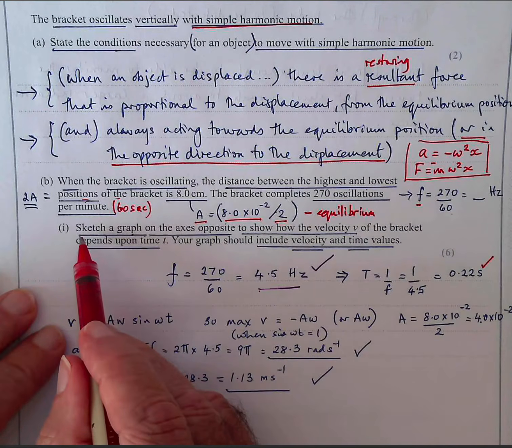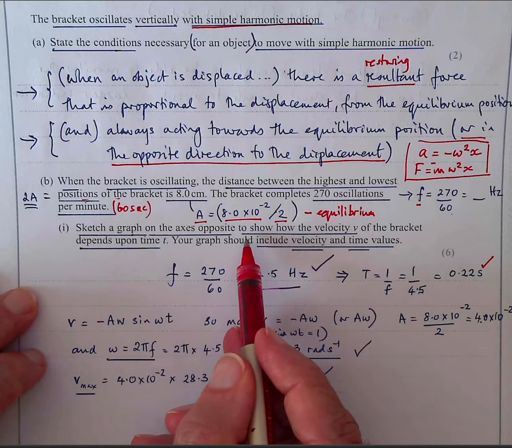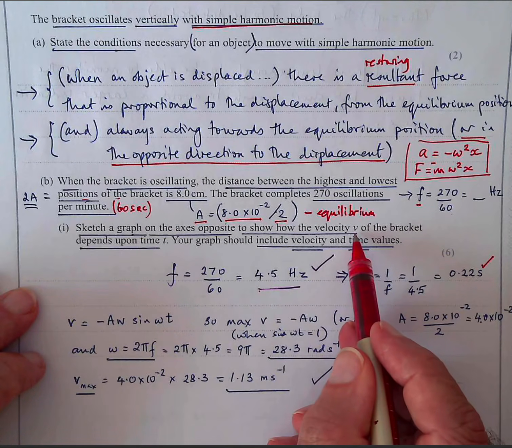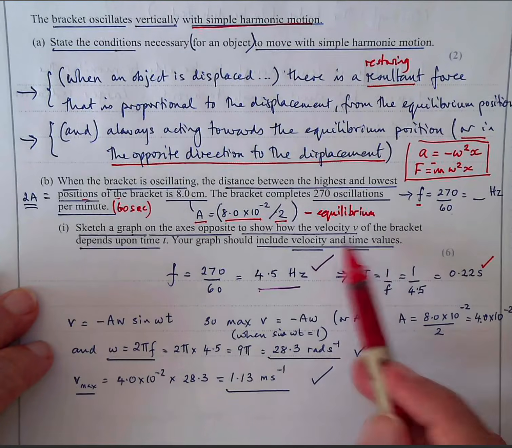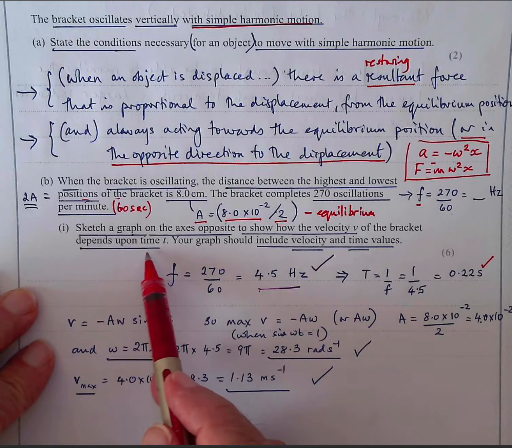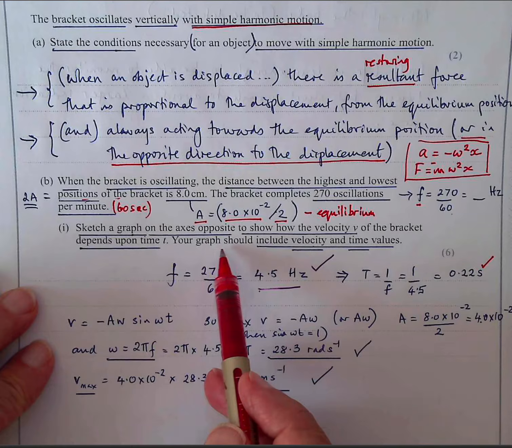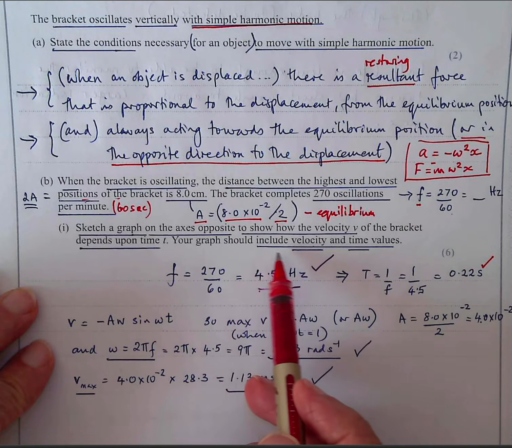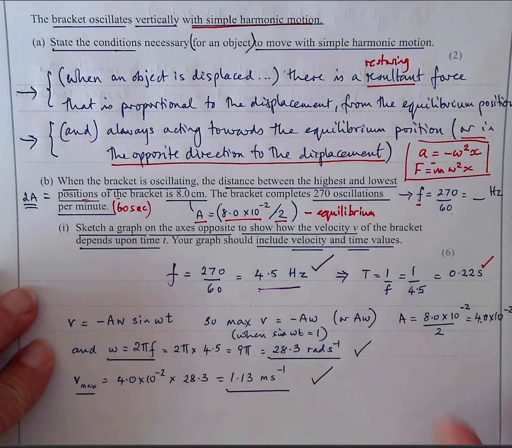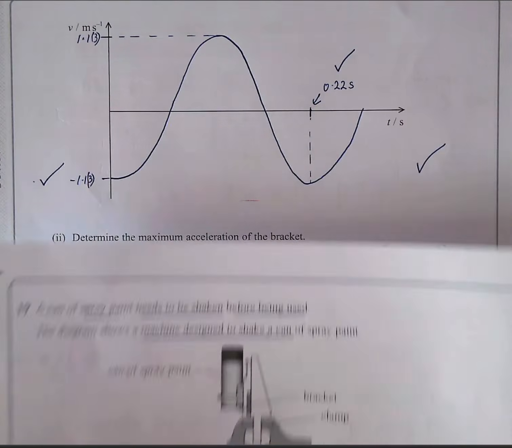They want you to sketch a graph on the axes opposite to show how the velocity of the bracket, which is oscillating, depends upon time. Now, they want you to know which equation it is. You should include velocity and time values on the graph. So the graph looks like that.